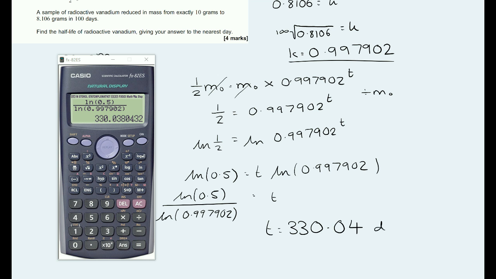330.04 days. And once again, just checking, give your answer to the nearest day, so make sure you do that: 330 days. So in this question, we said at the beginning it was going to take more than 100, and it certainly did. 330 days for the substance to decay to its half-life.